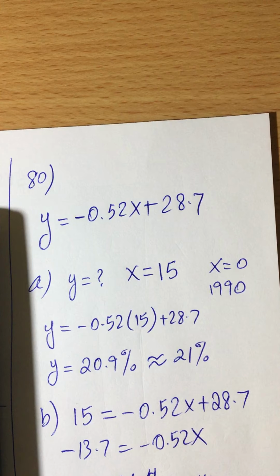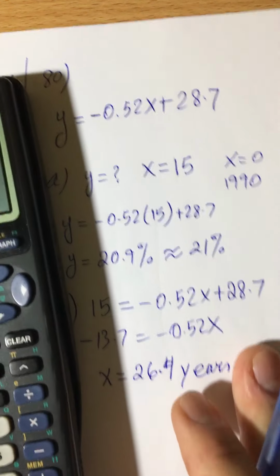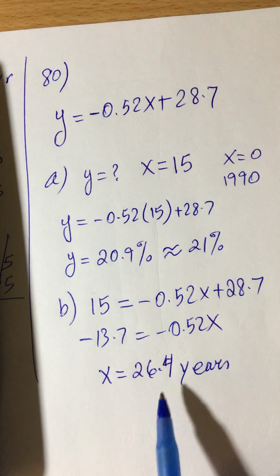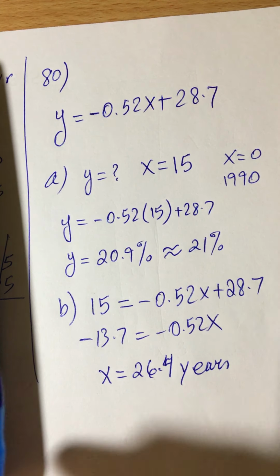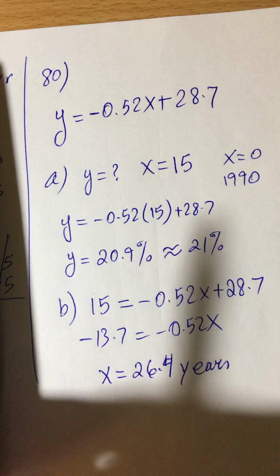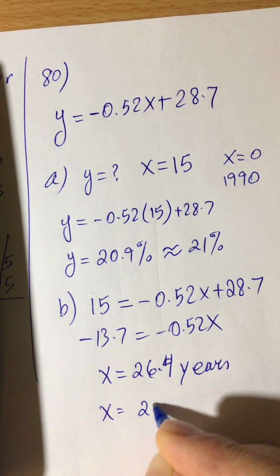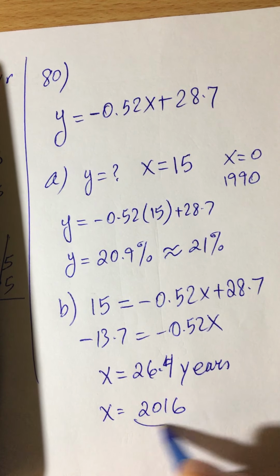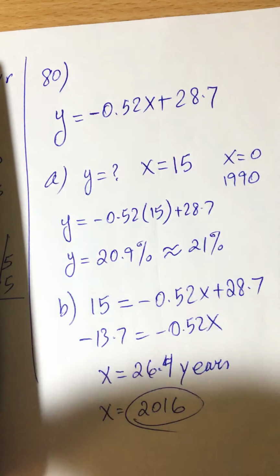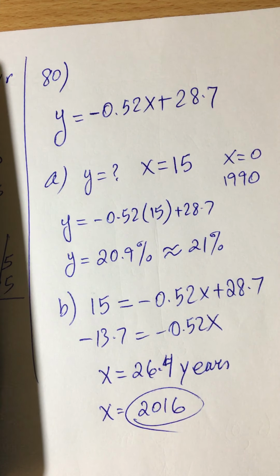Okay, but it says what year. So the final answer is not 26 point. So if you add 26.4 to 1990, what would that be? And that will give you the year 2016. So 2016 would have been the year that, according to this model, the percentage of adult smokers would have fallen below 15%. Okay, I'm going to stop right here, and then we're going to continue in the next video.